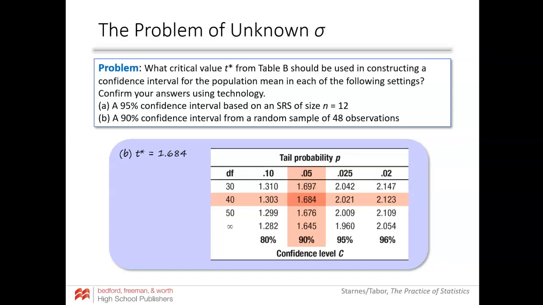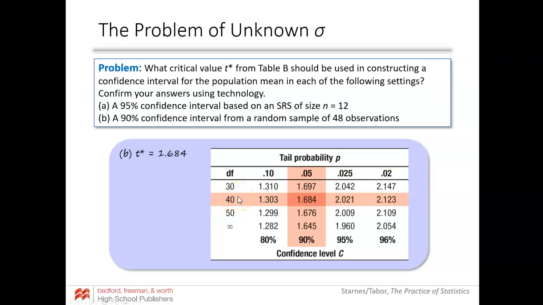So for part B, same question. Well, no, it's not. A 90% confidence interval this time with a random sample of 48 observations. Now, you'll notice the table starts skipping. Okay, apparently when it gets to 30, maybe it starts skipping by tens because they don't want to keep counting by integers. Well, 47 would be my degrees of freedom technically. You'll notice 47 is not on the table.